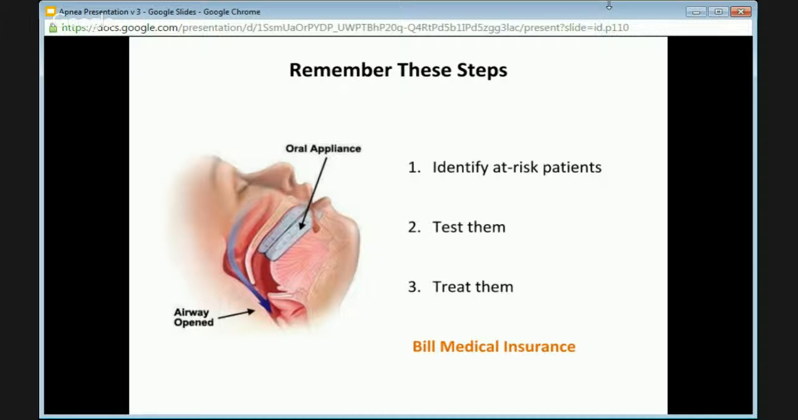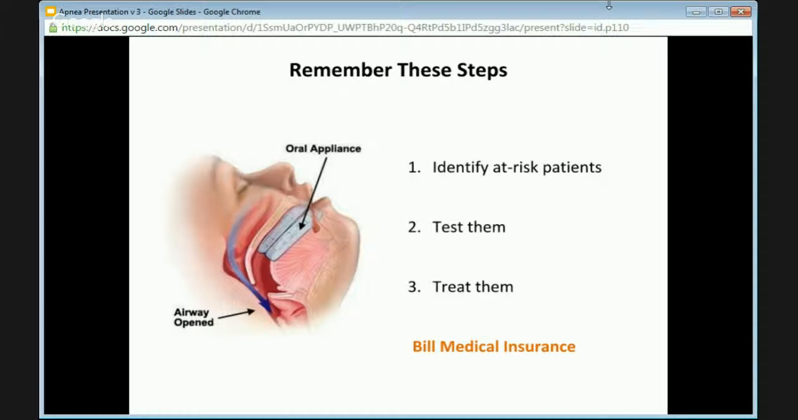Use a screening form. Quick tip, why not use an overnight pulse oximeter? Marshall and I are at Reveal. We're starting to make dentists use that because it's such a cool tool. You can bill medical insurance for it. Patients love it. It's easy. It's a little wristwatch looking thing. Check with Reveal. If you don't have one, call us up. We can get you set up with one.